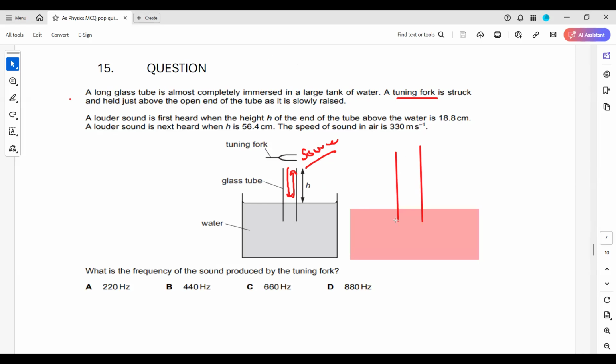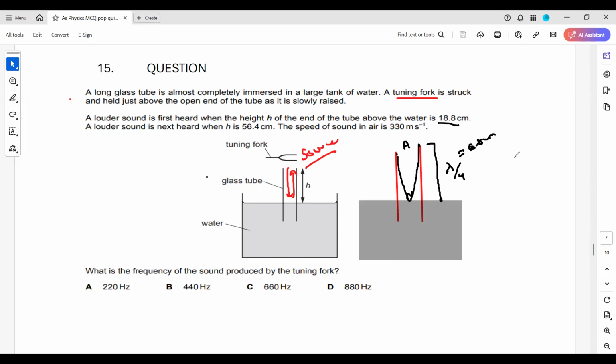So in the question, we observe the first pattern of a standing wave when this height was 18 centimeter. When we observe the first pattern of a standing wave, here we'll have an antinode and a node, and this will be the pattern. So this distance is how much? In terms of the wavelength, it is a quarter of the wavelength, which equals 18.8 centimeter.